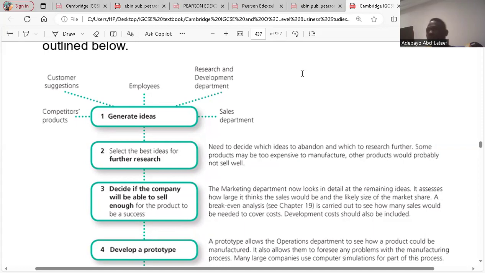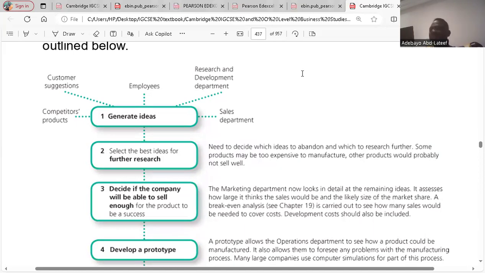It might be from your employees. Some of your employees might feel like entrepreneurs, so they have business ideas. They can give you some business ideas. You might consult them, and they give you business ideas in terms of developing a new product.